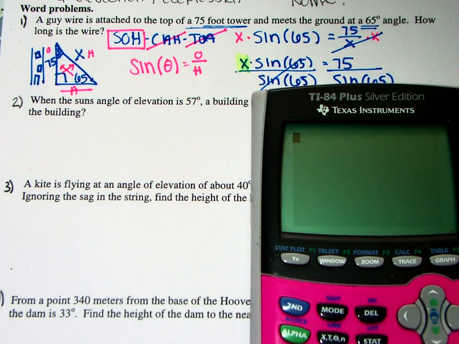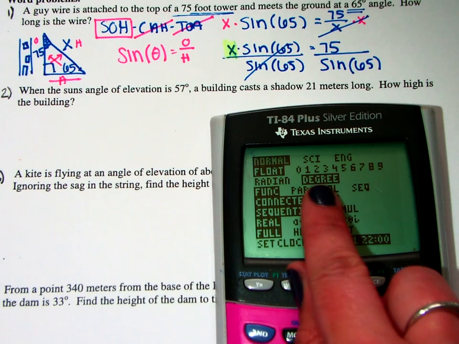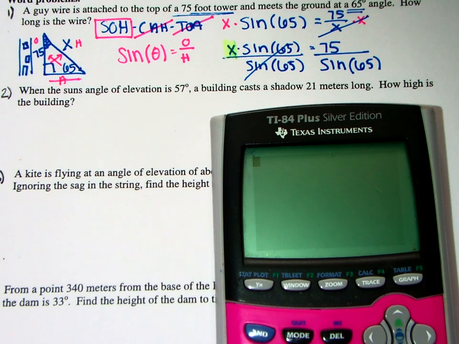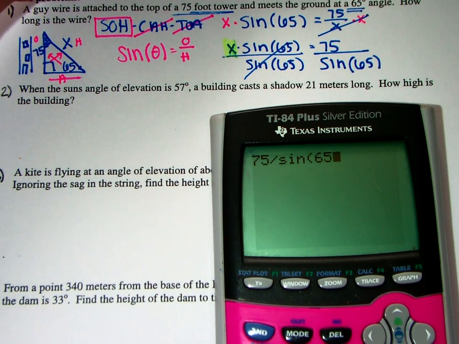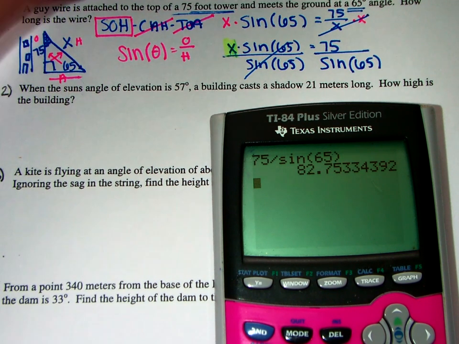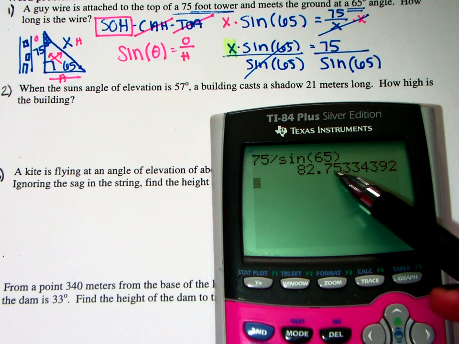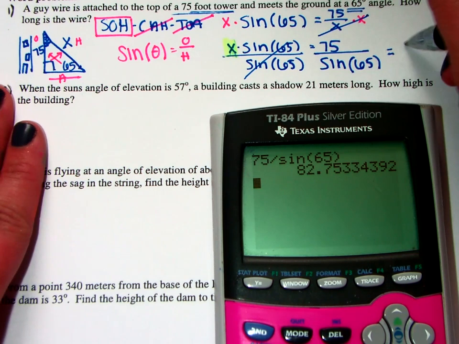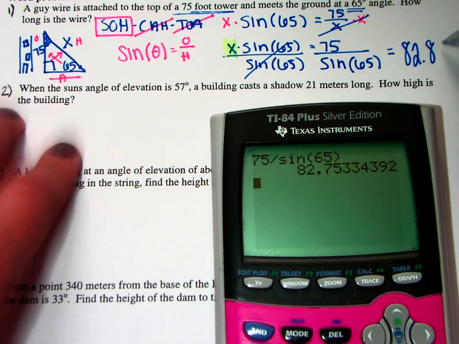Since I'm doing trig, I'm going to make sure my calculator is in the right mode. By pressing the mode button, I can see that degree is highlighted, so that lets me know I'm good to go. Pressing clear will get you out of that, and then I'm going to type it in how I see it. 75 divided by sine of 65, close parentheses, and I get 82.3, or excuse me, 82.8. The 5 rounds the 7 up to an 8. So how long is the wire? It is 82.8, and our unit of measure is feet.